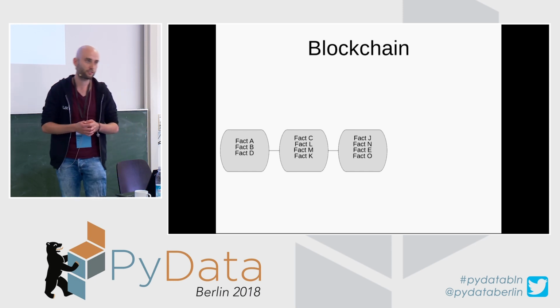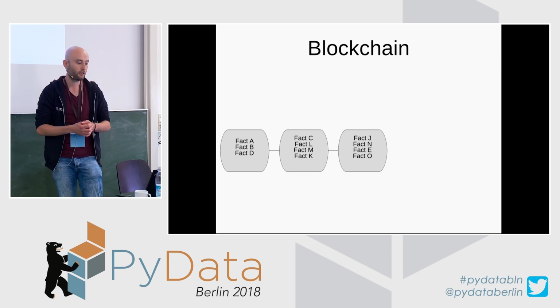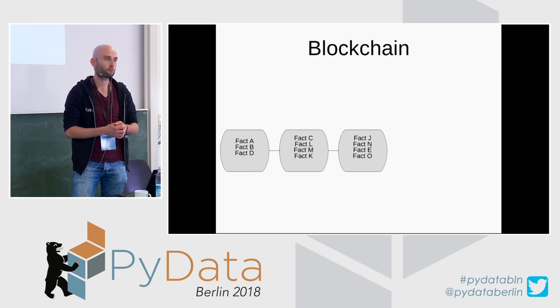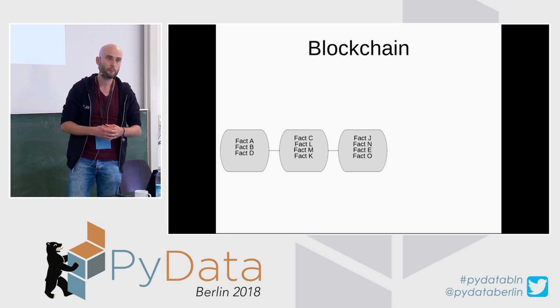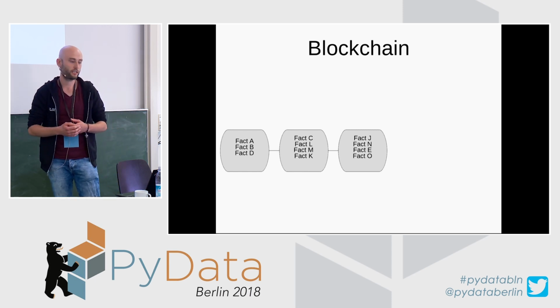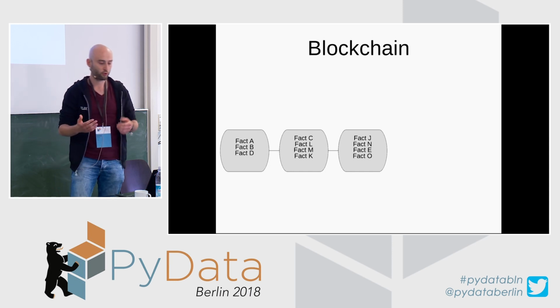In simple terms, a blockchain is nothing else but a distributed database where you store so-called facts. Facts are just pieces of data that have been verified to some extent to adhere to certain rule sets that apply to this particular blockchain. And these facts, these pieces of verified data, are bundled together in so-called blocks.